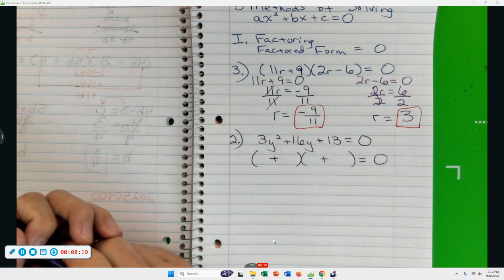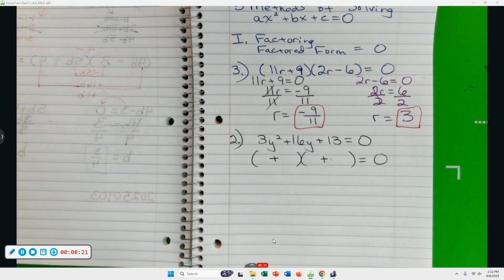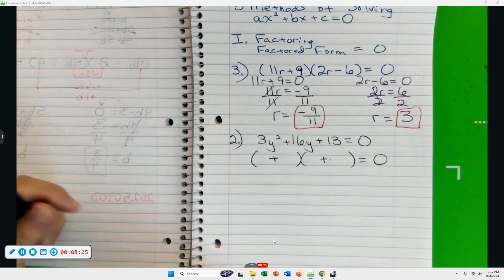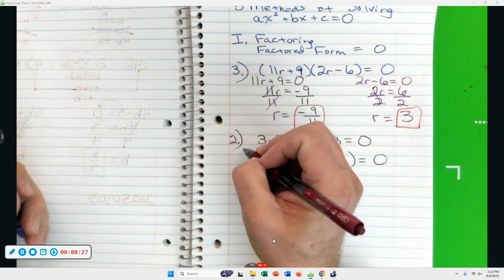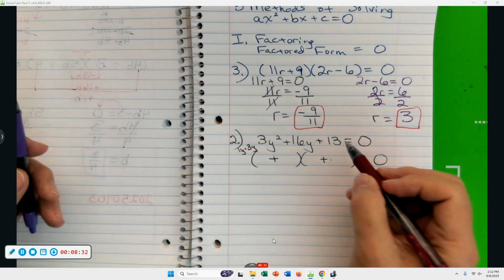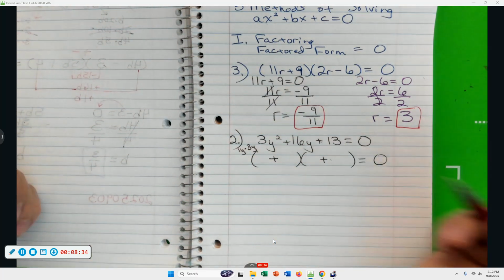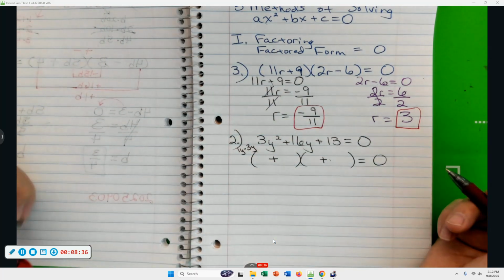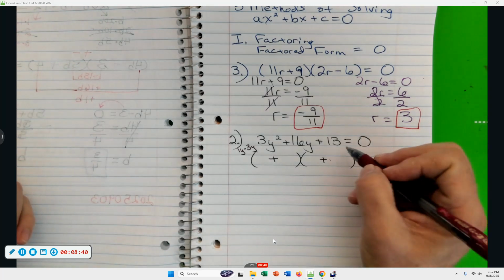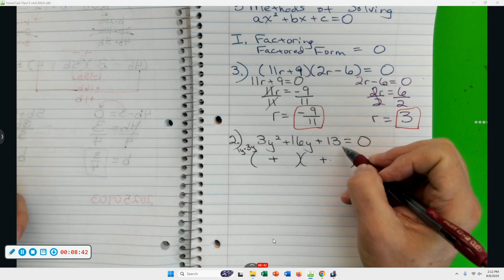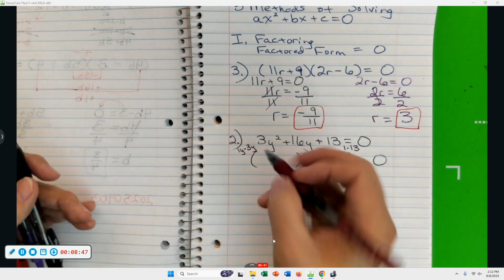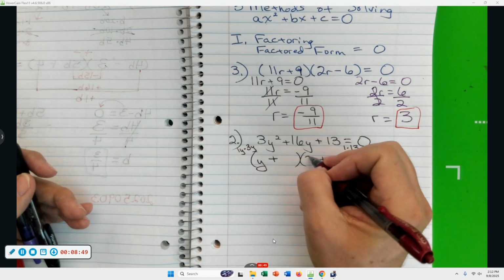For 3y squared, what times what will give you 3? 1 times 3, so I'll think of it as 1y times 3y. What about 13? What times what's going to give me 13? Once again, that's not too bad. There's only one pair that I can think of. 1 times 13. 13 is prime, so I'm going to write down the 1y plus 3y.